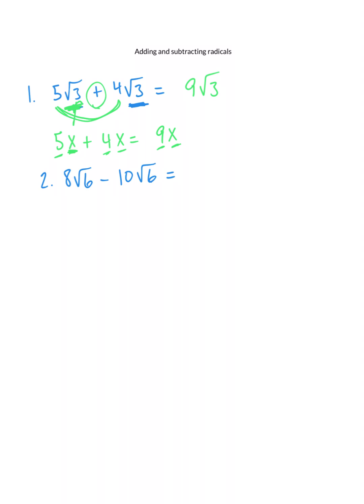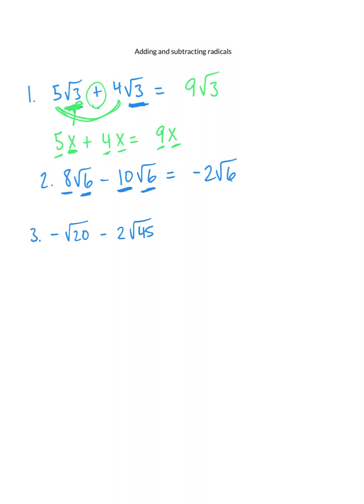8 times the square root of 6 minus 10 times the square root of 6 will be negative 2 times the square root of 6. You're just combining that 8 and that negative 10 since they both have the square root of 6.